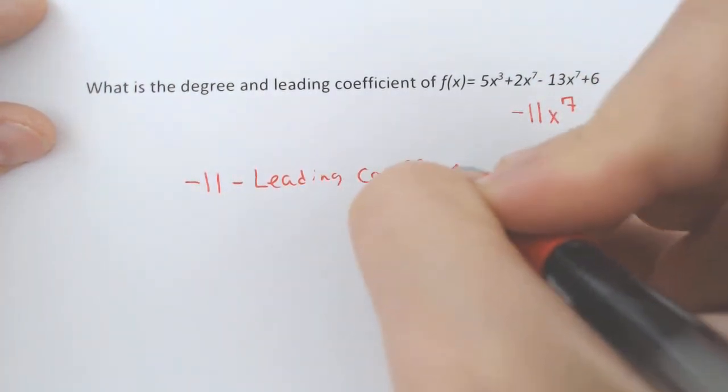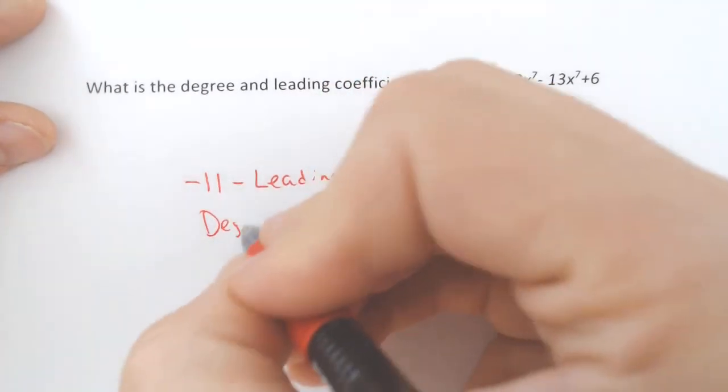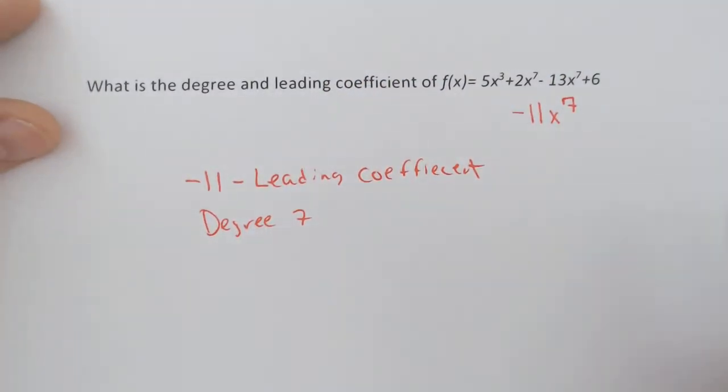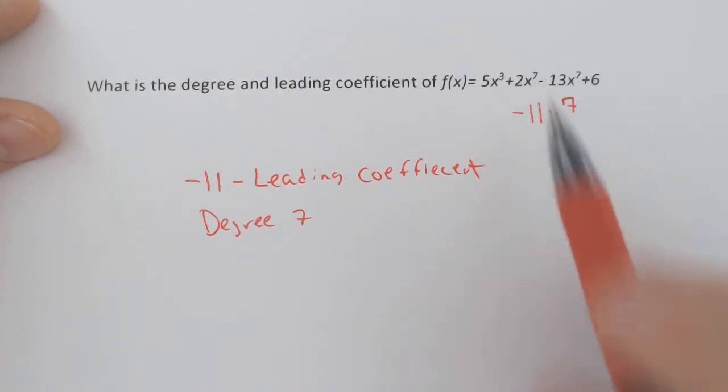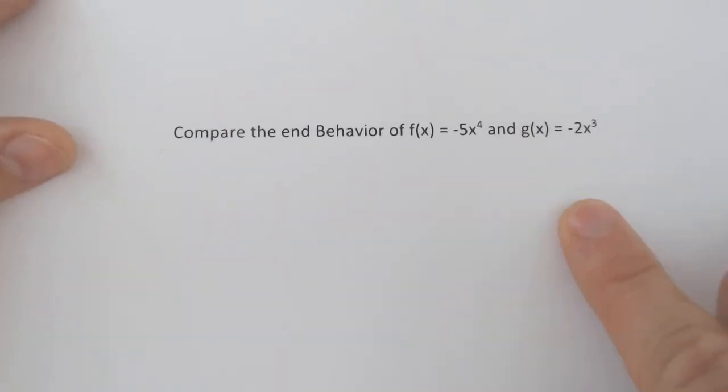And the degree is going to be the 7, because that is the biggest exponent. And you just had to be careful because there were 2x to the 7th, so you had to combine them first. They were trying to trick you. All right? Next one. Compare the end behaviors.